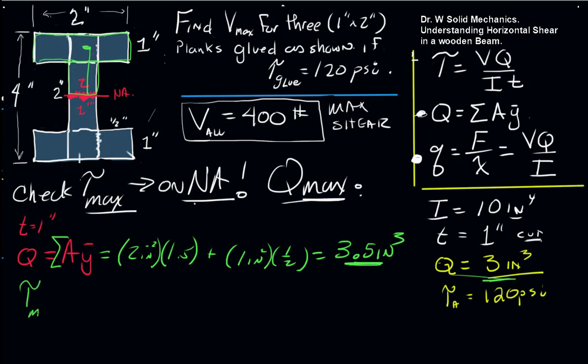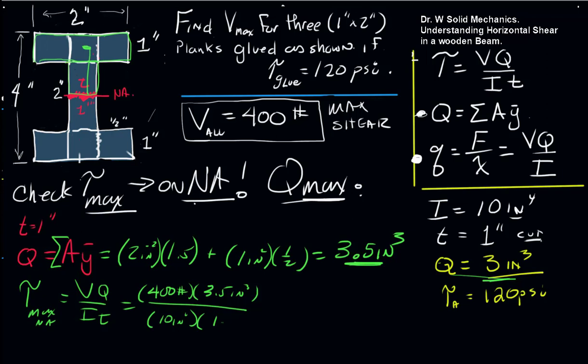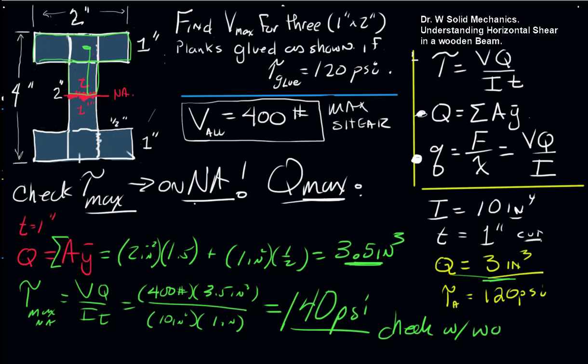Therefore, tau max on the neutral axis would be VQ on IT, which is 400 pounds, times 3.5 inches cubed, divided by 10 inches to the fourth, and 1 inch cut. That gives 140 psi, and we could check that with the values for wood. If this was Doug fir, the tau max is about 1100 psi. So we're well within our criteria here, so the wood is not going to be a problem.